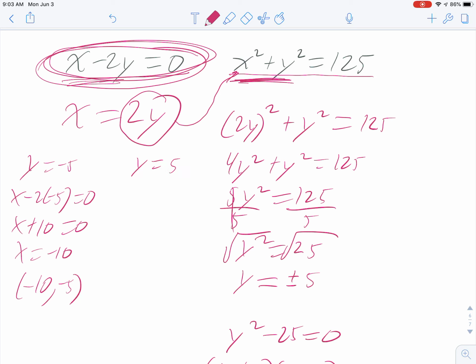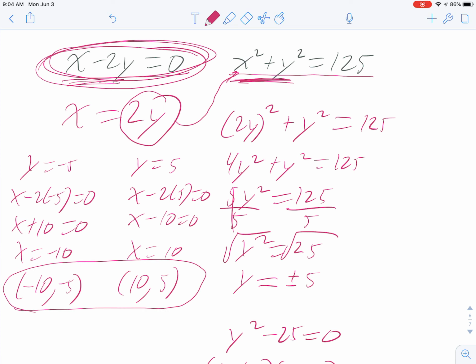But when y is +5, we have x minus 2 times 5 equals 0. And so x minus 10 equals 0, and so x equals 10. And so we get (10, 5). And so those are, in this case, our two solutions.